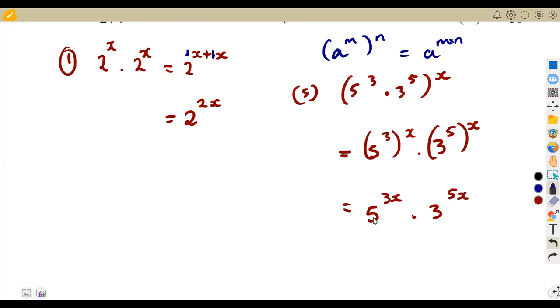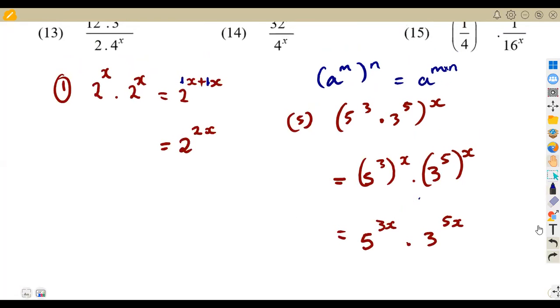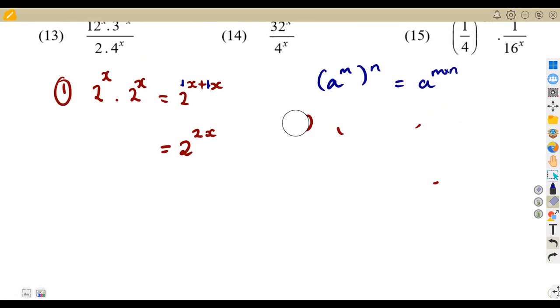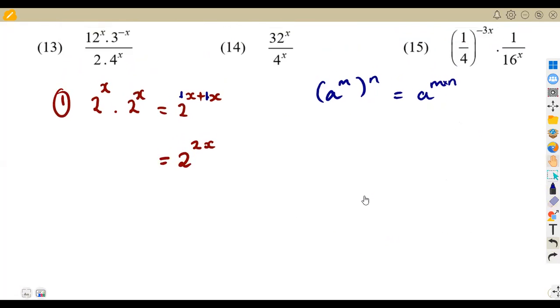These numbers here are not the same, so there's nothing I can do. Do not force a law where it does not apply. You now want to add these exponents? No, we can only add if the bases are the same. So on this one, do not force any addition there. We are done on that question. That is how we're supposed to answer this one. All right, so that was our number 5.